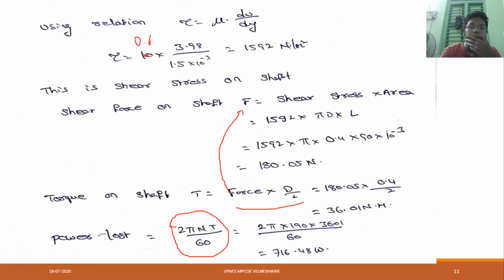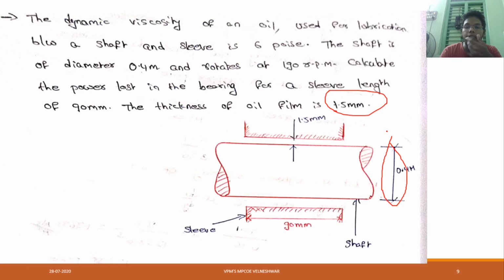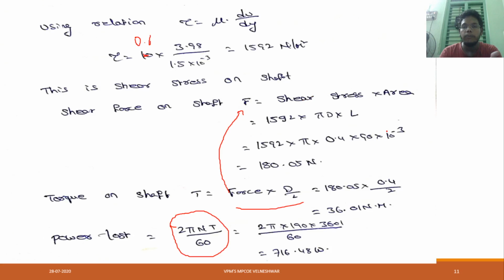Now if you see here, what is our area formula? Shaft is there and length is there. Here we have to consider thin film and shaft. So the formula is pi d into L. The area of the shaft is pi d into L. So pi into diameter, how much has he given? 0.4. Length 90 into 10 to the power minus 3. By calculating all this, I am getting the force, and the torque formula is force into d by 2.